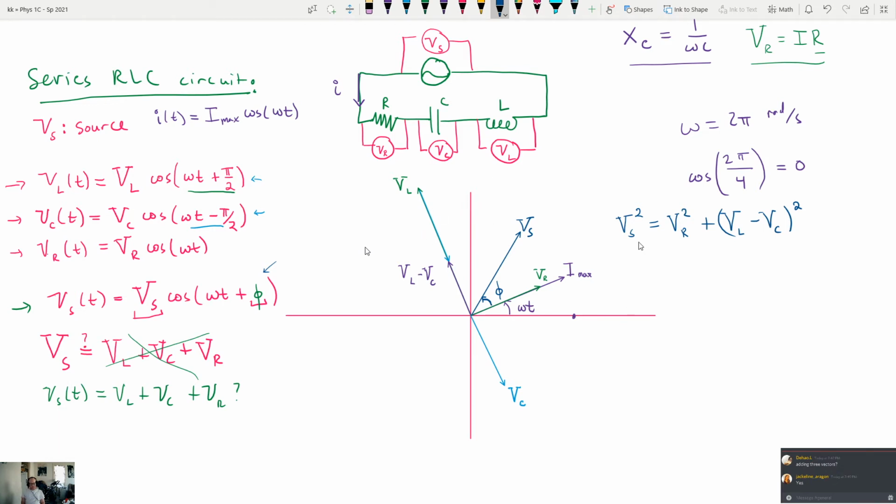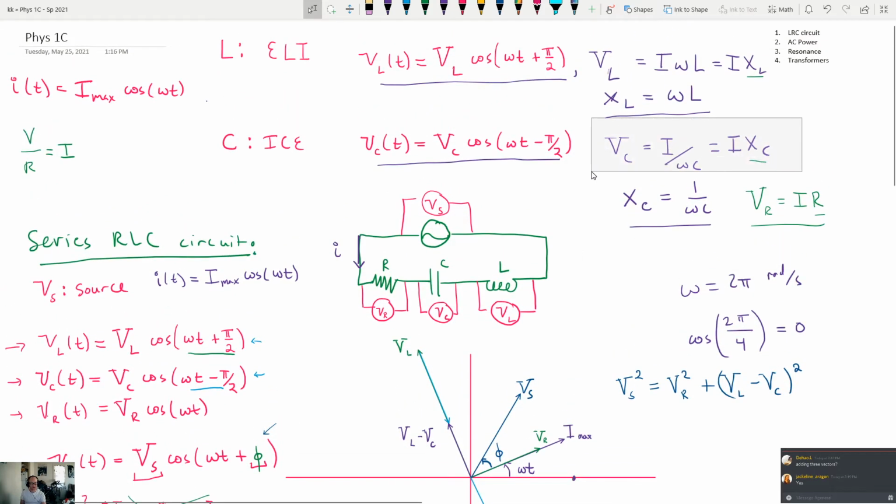So what we do is we're going to go back and plug in what we have for VR, VL, and VC. I'll scroll up just a little bit as I do this, because they're all written right here. There's VC, and there's VL, and there's VR. So we're going to plug all of those into our equation now. We're going to have Vs squared is equal to, so VR will become (IR) whole squared, plus VL will become I times XL, minus VC will become I times XC.